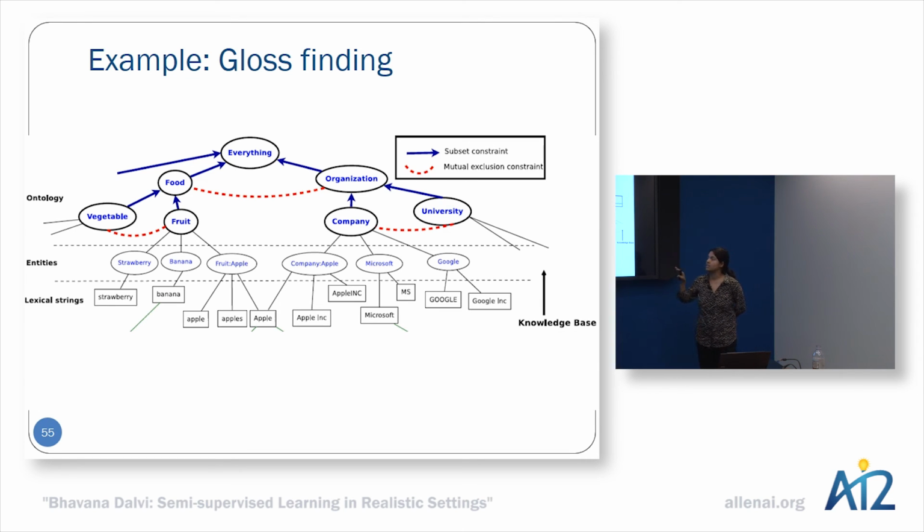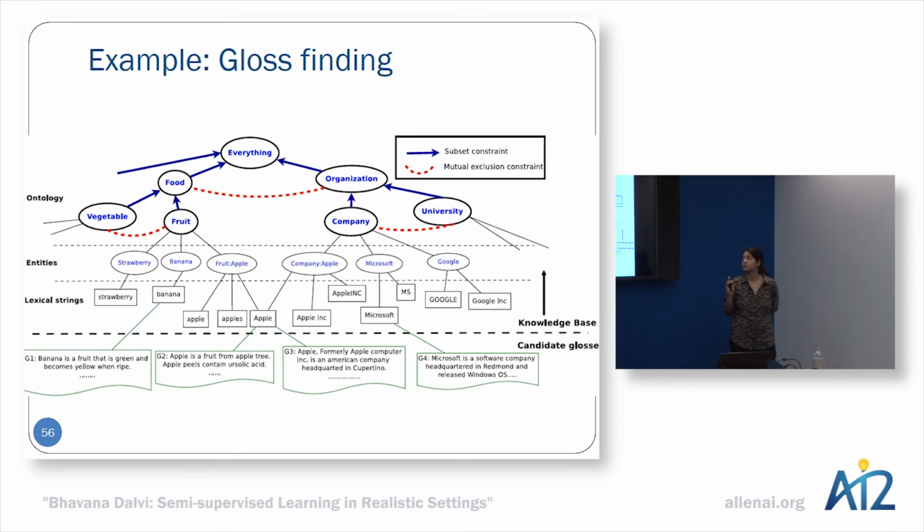Our knowledge base also has lexical strings that can refer to these entities. And at this layer there is ambiguity. So here the apple with capital A can belong to either fruit apple or company apple. And that's why the problem becomes challenging. Now let's say we have 4 candidate glosses. The task is to assign them to the correct entities in NELL. But we cannot do this because this looks like an entity linking task. The entity linking methods that are present right now assume that there are glosses on the knowledge base side, whereas we don't have any text.